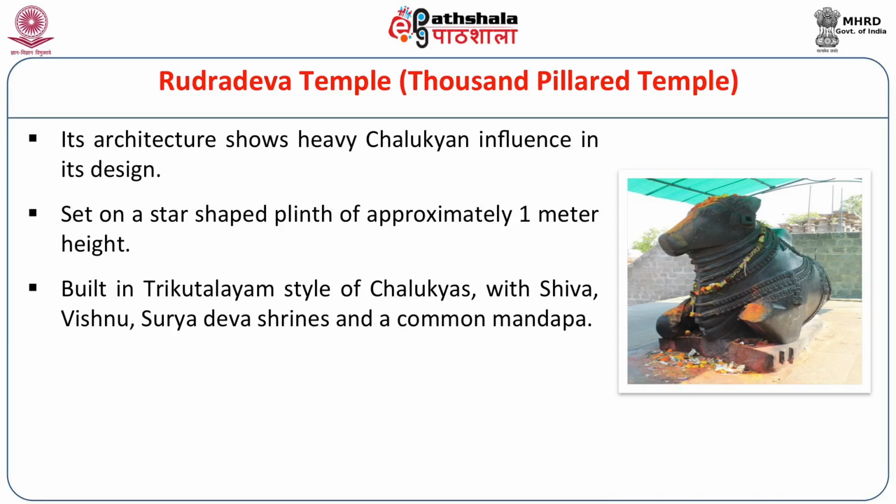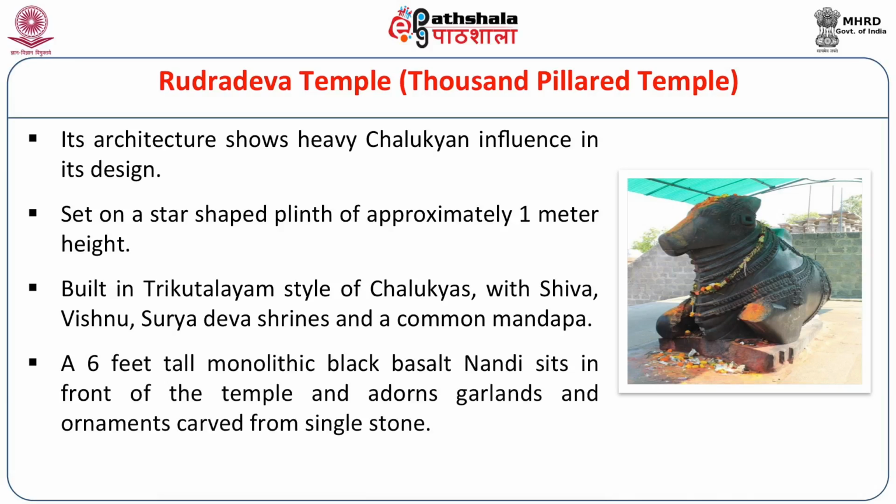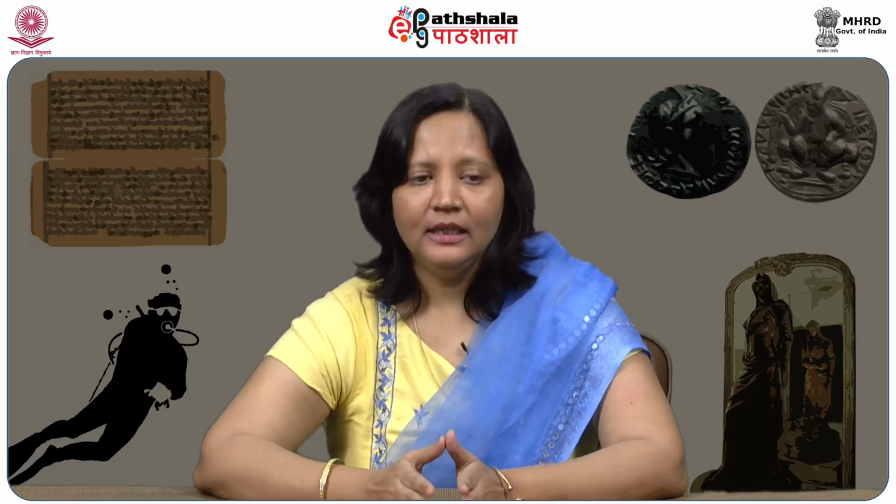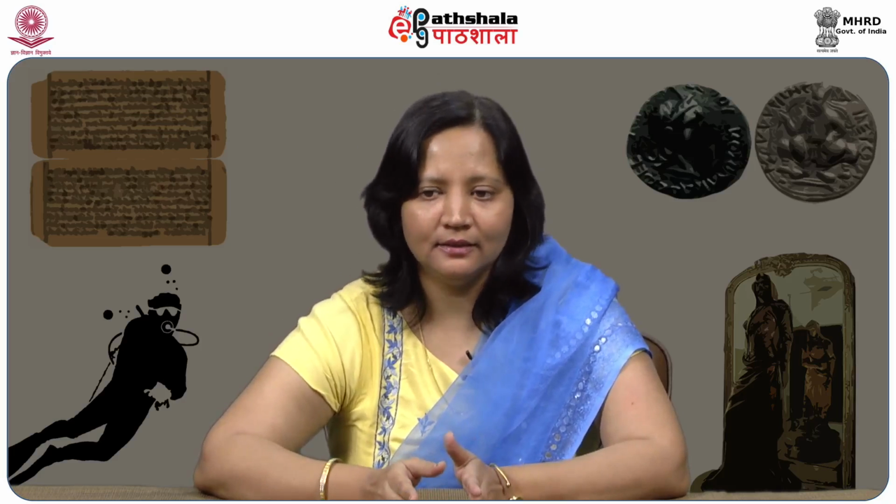All three shrines are dedicated to Shiva, Vishnu and Surya with a common mandap. A 6 feet tall monolithic black basalt Nandi sits in front of the temple, adorned with garlands and ornaments carved from a single stone. Now, if you look here, it is very interesting that the Nandis carved during the Kakatiya eras never looked towards their lord.